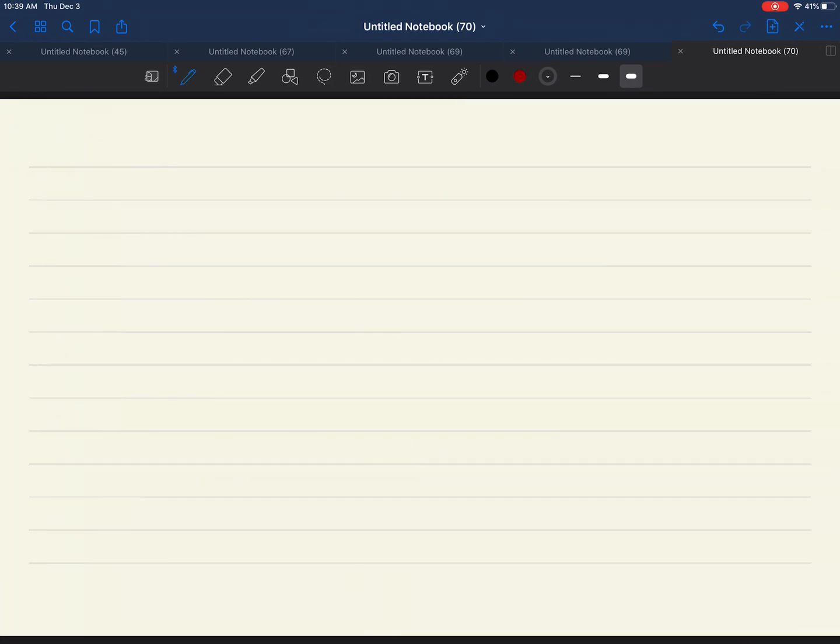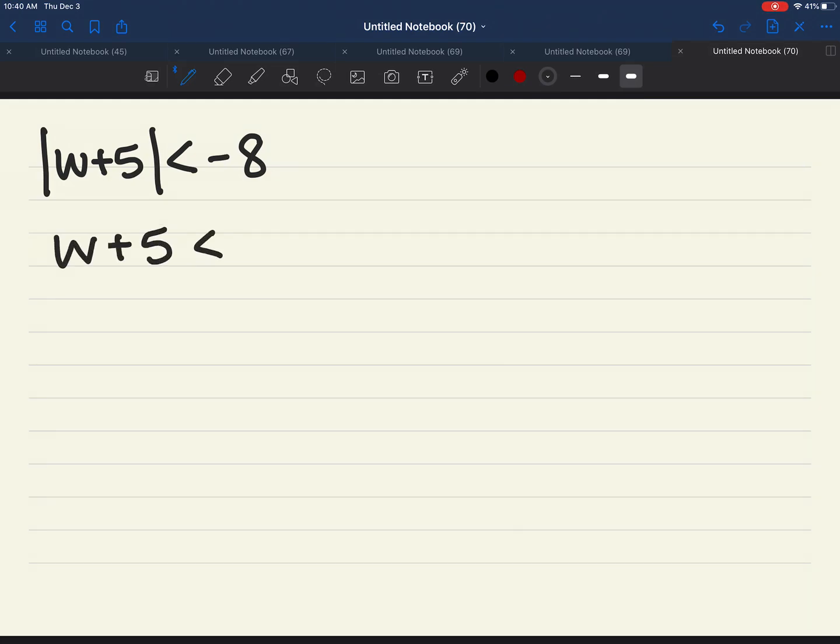All right, let's look at w plus 5 is less than negative 8. Who can tell me first what would be my two inequalities I would write? w plus 5 is less than negative 8. And less than is and. Okay, what would be my other one? w plus 5 is greater than positive 8. Yep. Switch your inequality, change the sign.